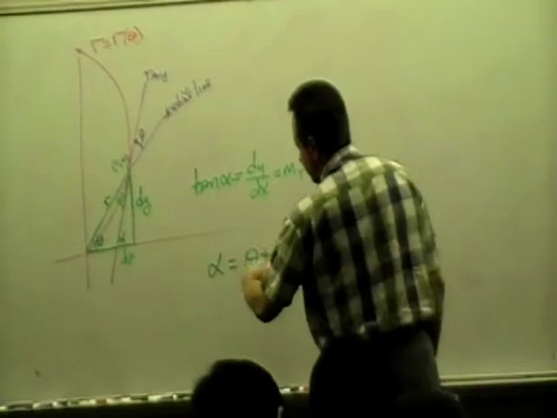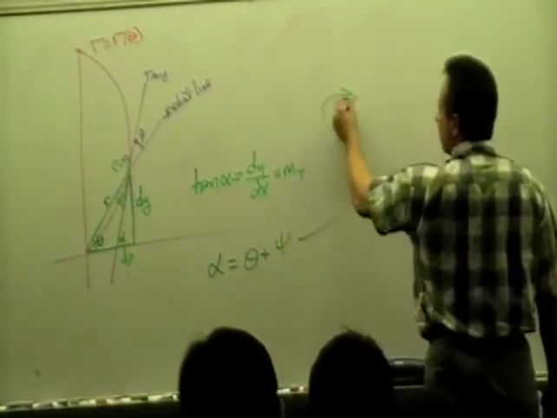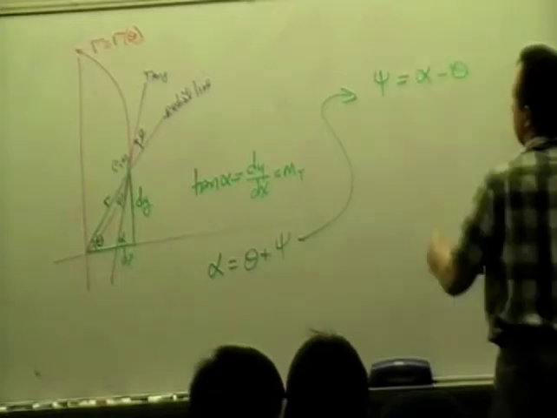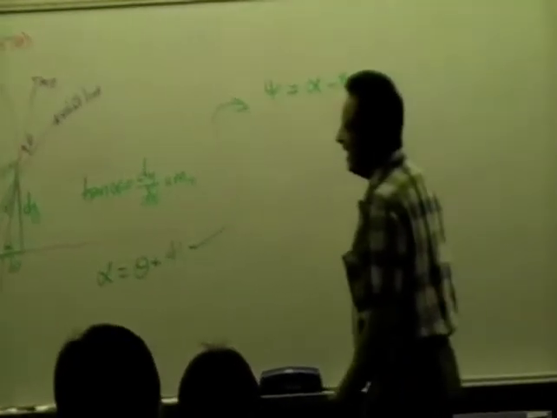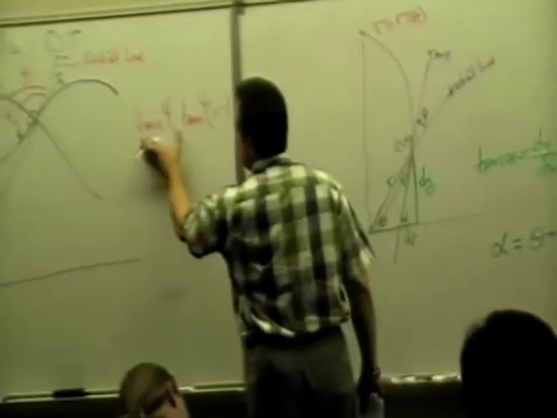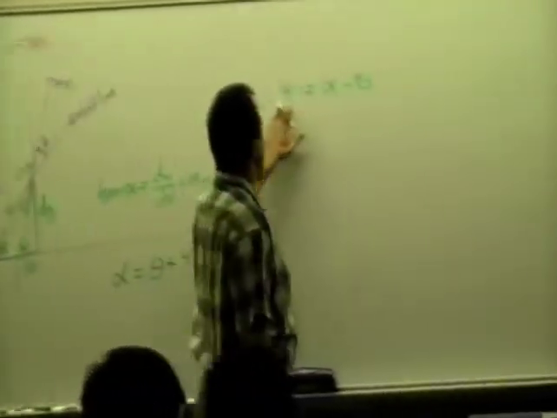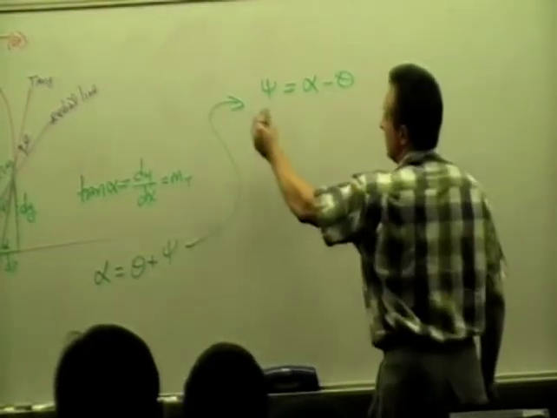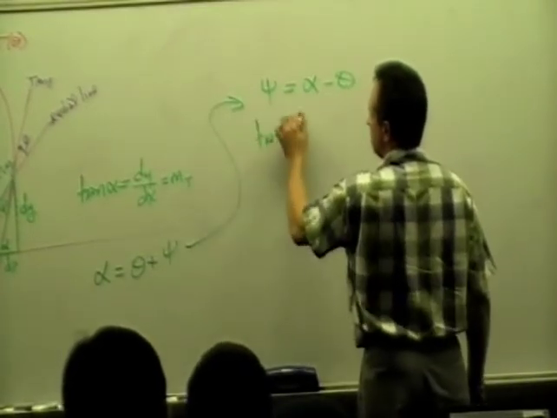So let me solve for psi here. I get psi equaling alpha minus theta. Now, again, I'm trying to find some relationship for the tangent of psi and somehow relate it to r's and dr d thetas. And I'm going to do it through this. I'm going to take the tangent of both sides.